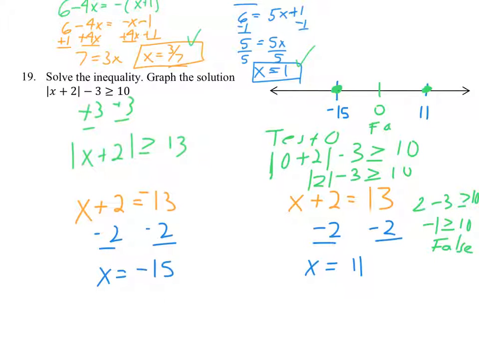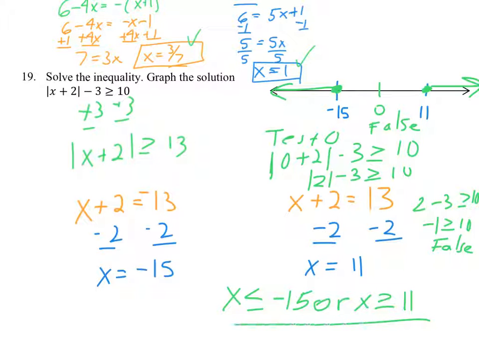So 0 being false, that means that the graph would go out and away from that. And so then the solution for the inequality actually ends up being x is less than or equal to negative 15, or x is greater than or equal to 11. And again, I cannot emphasize enough, you really need the or there, otherwise it's not the same thing.